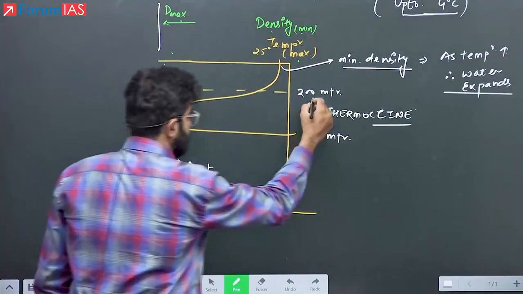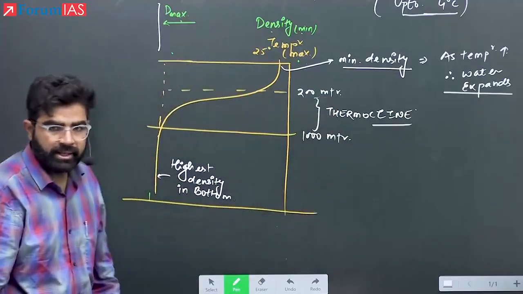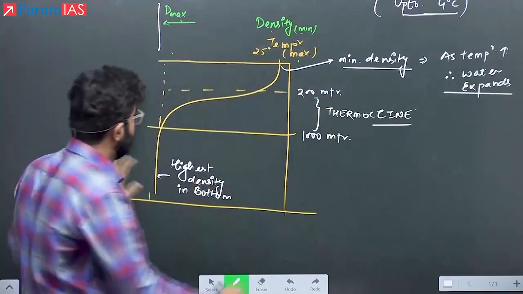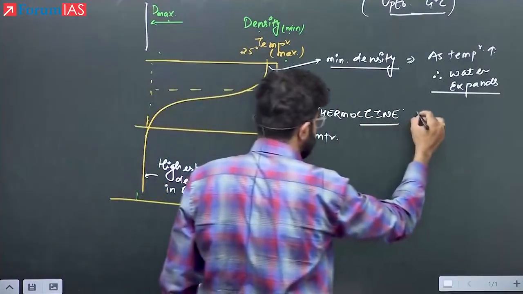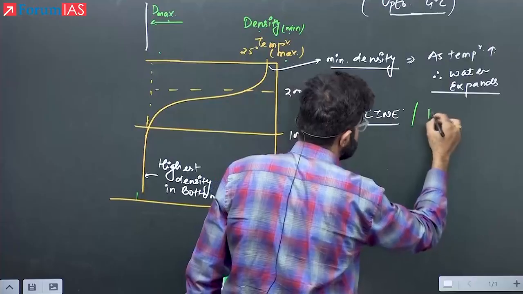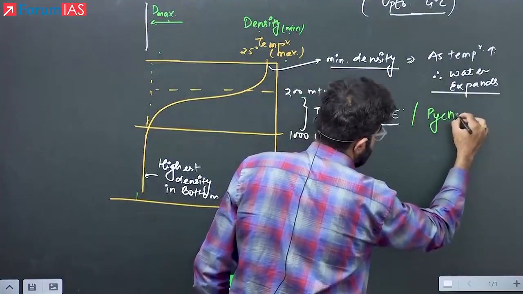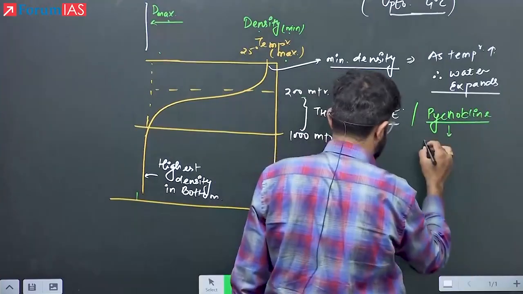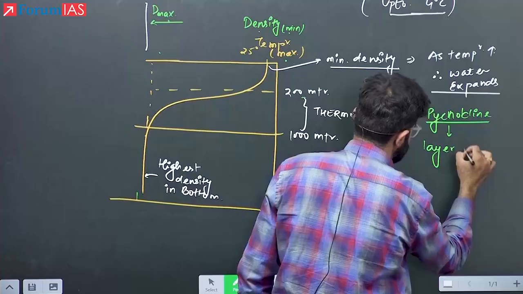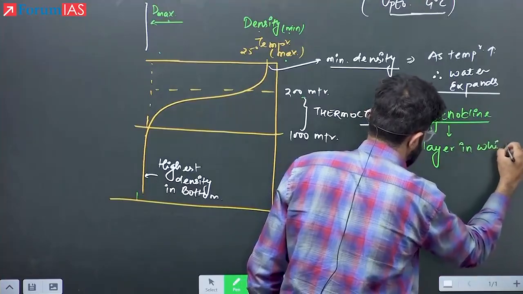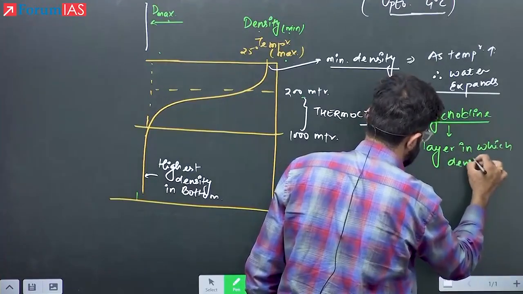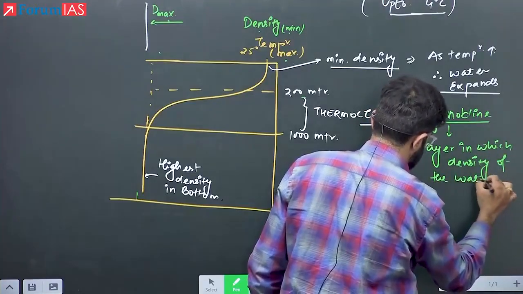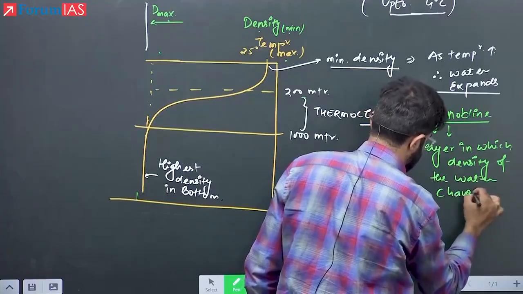The same layer in which the temperature changes very quickly is also the layer in which density changes very quickly. Temperature and density both are changing very quickly. For the density, this will be known as pycnocline. Pycnocline means the layer in which the density of the water changes very quickly.